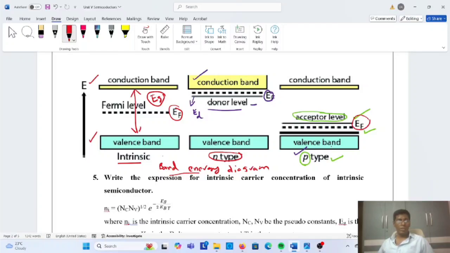Coming to the conclusion, the Fermi level is present exactly in the middle of the valency band and conduction band in the case of an intrinsic semiconductor. In the N-type semiconductor, the Fermi level is present between the conduction band and the donor level. In the P-type semiconductor, the Fermi level is present between the acceptor level and the valency band. If you can draw this diagram, definitely you will get 2 out of 2 marks.